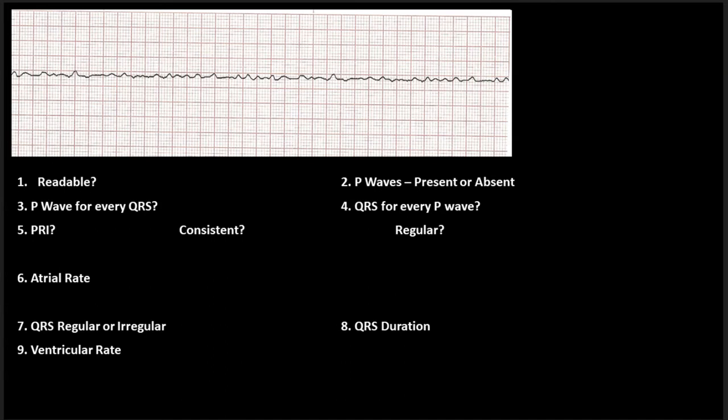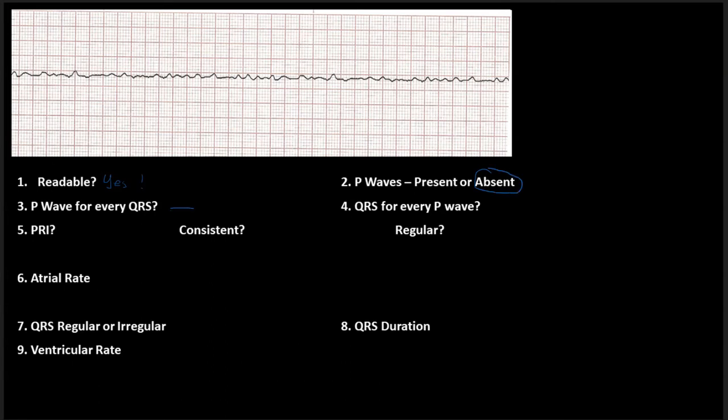So right off the bat, we want to look at, is this a readable strip? And when we look here, we can identify that this is in fact a readable strip. While it looks like artifact, this is still a readable strip. So yes, it is a readable strip. P waves present or absent? I'm struggling to find any real wave. It looks like there might be a few things in here, but I can't find anything that is consistent. So therefore, I call it absent.